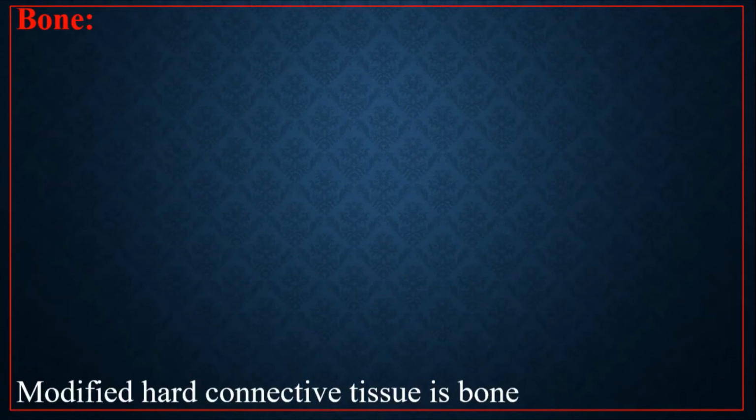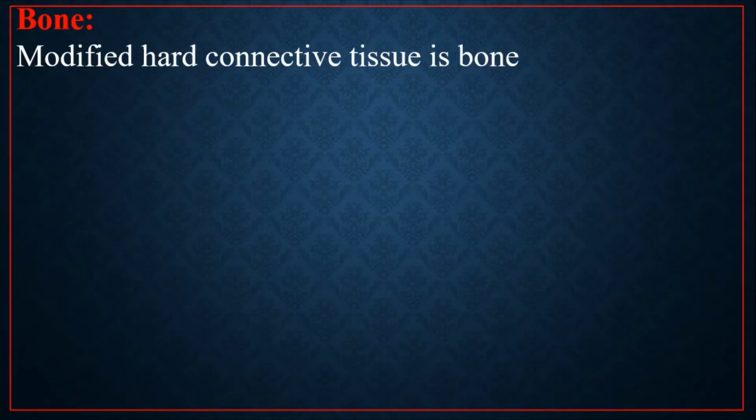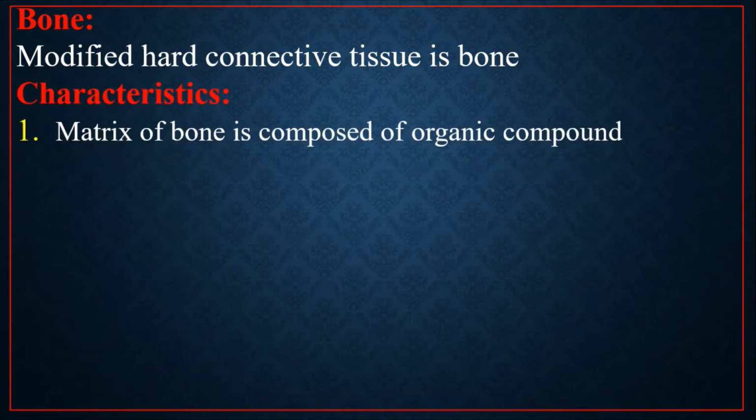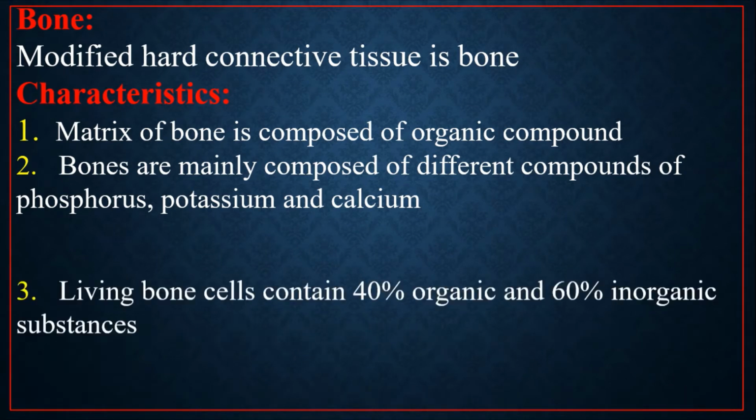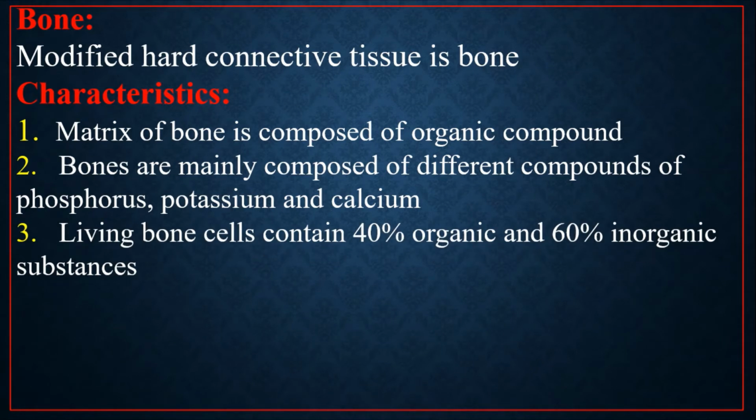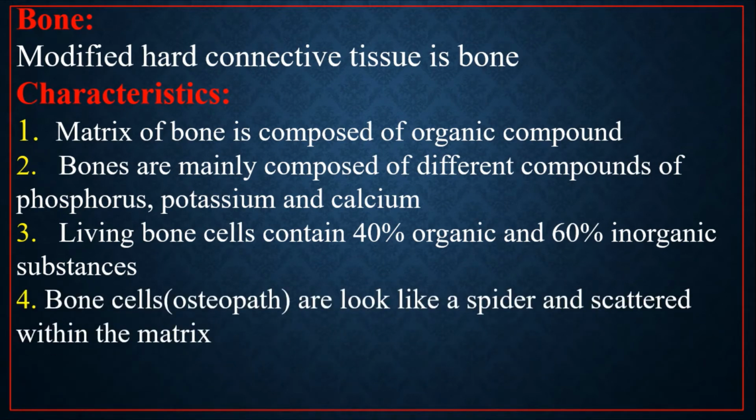Bone, what is bone? Bone is a modified hard connective tissue. Characteristics of bone: number 1, the matrix of bone is composed of organic compounds. Bones are mainly composed of different compounds of phosphorus, potassium and calcium. Living bone contains 40% organic and 60% inorganic substances. Bone cells like osteoblasts and osteocytes look like spiders and are scattered within the matrix.